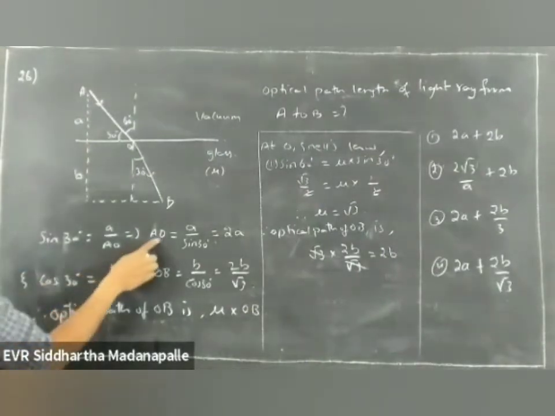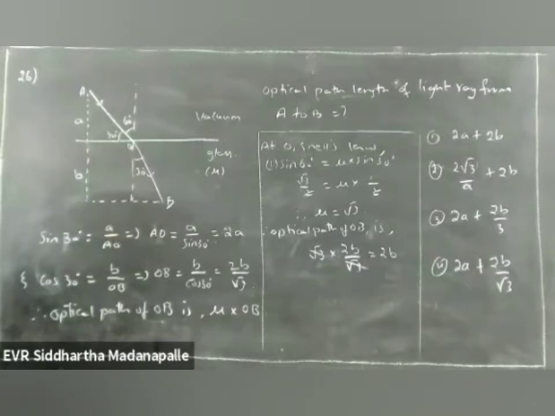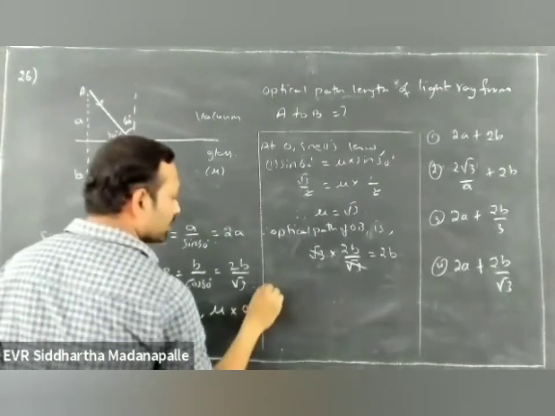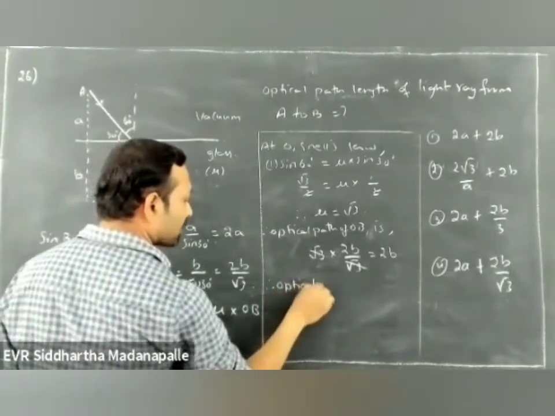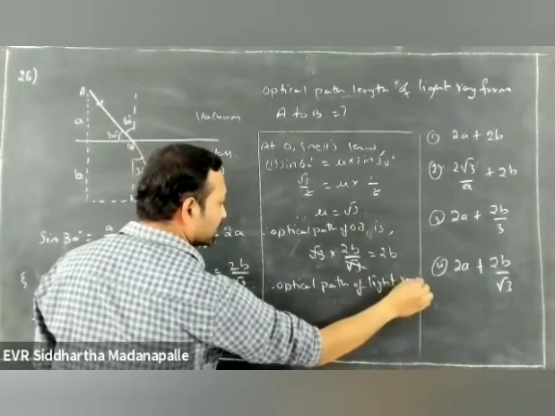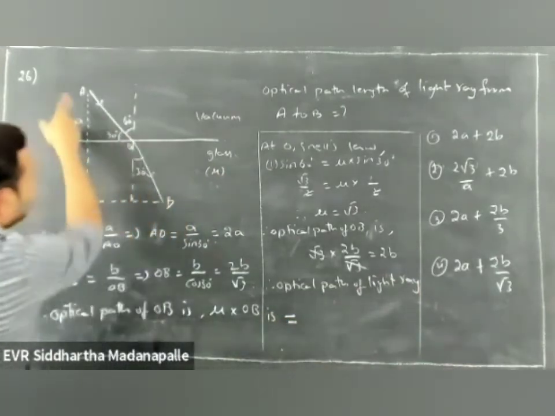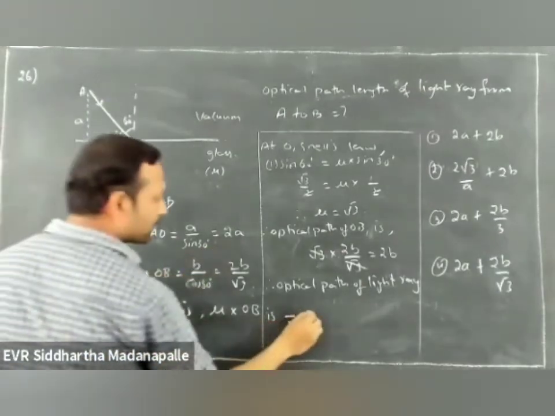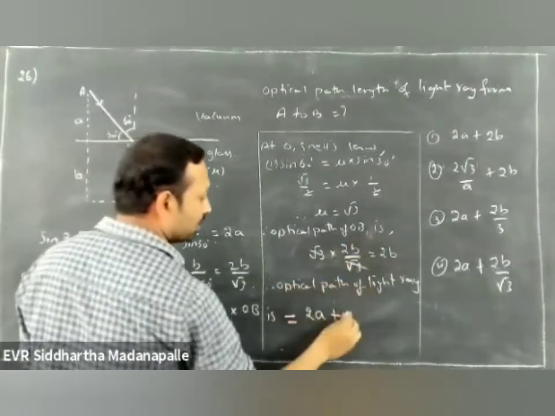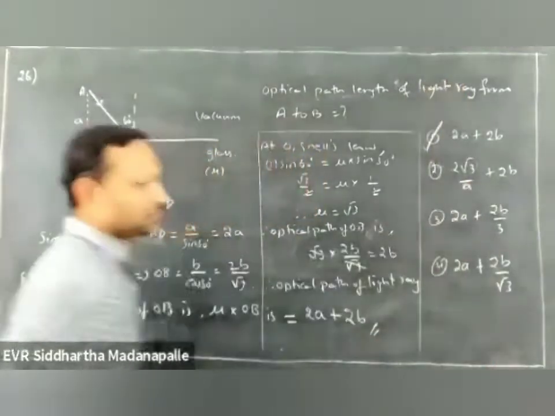And AO is the optical path itself, since it is traveling in vacuum. So the optical path of the light ray is equal to AO, which is 2A, plus the optical path of OB, which is 2B. So the option is 2A plus 2B.